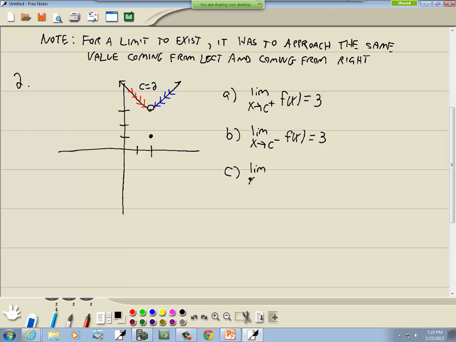Again, for the limit to exist, it has to approach the same value coming from the left side and from the right side. So the limit as x approaches c of f of x, and c is 2, is equal to 3. Now, if these didn't match, if this was 1 and this was 5, this would be does not exist. Now, notice our graph doesn't even exist at x equals 2. So when we're studying the limit, we don't care about what's happening at that value. We're wondering what's happening as it's coming from the left and from the right.